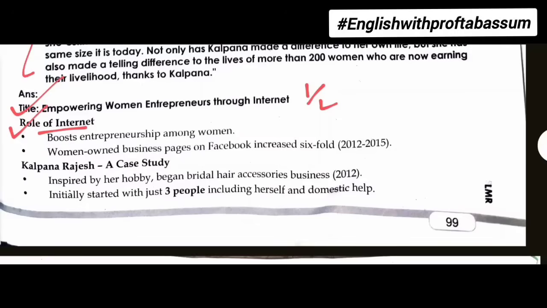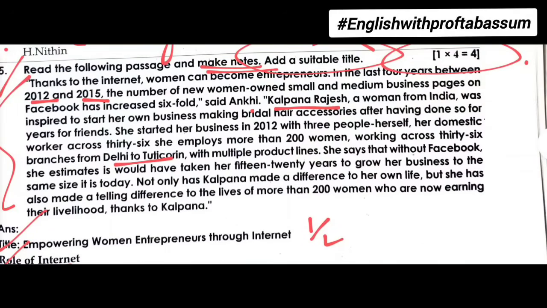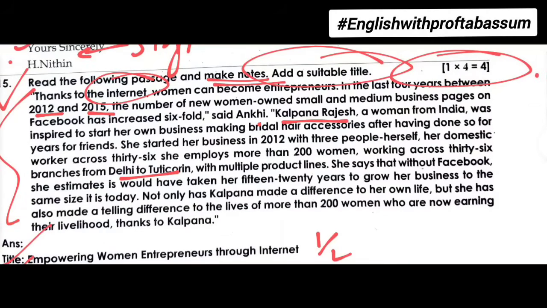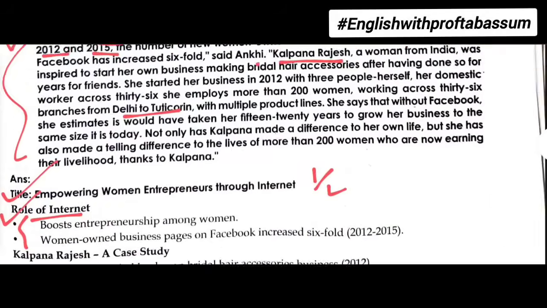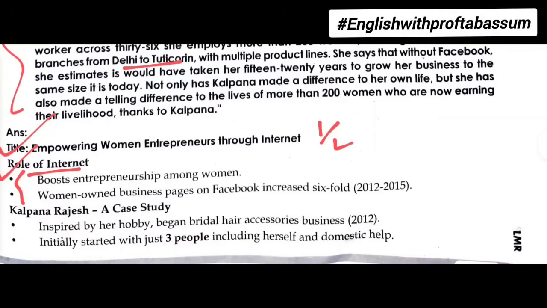Now under this side heading, 2 points are given. These 2 points are taken from the passage only. I'll show you. Let's go back to the passage. In the passage, it's given over here, thanks to the internet. So from that, they made role of internet. So what benefit happened from that? It's given over here that women started becoming entrepreneurs. It's given in the first line itself. Then next point is that business pages on Facebook from women started becoming popular. It's given over here in the second line. Business pages on Facebook have increased sixfold. So in this way, just from the passage, you have to make points.